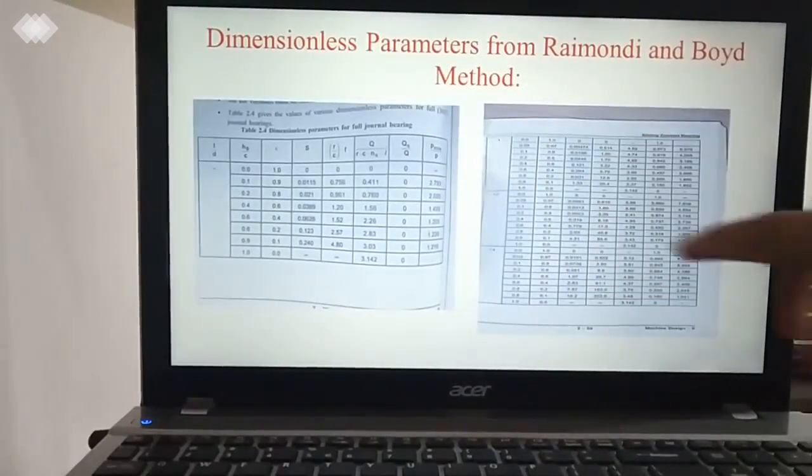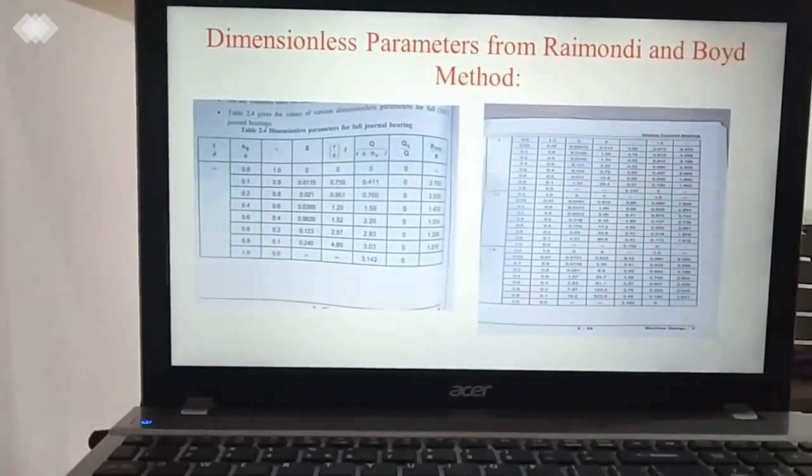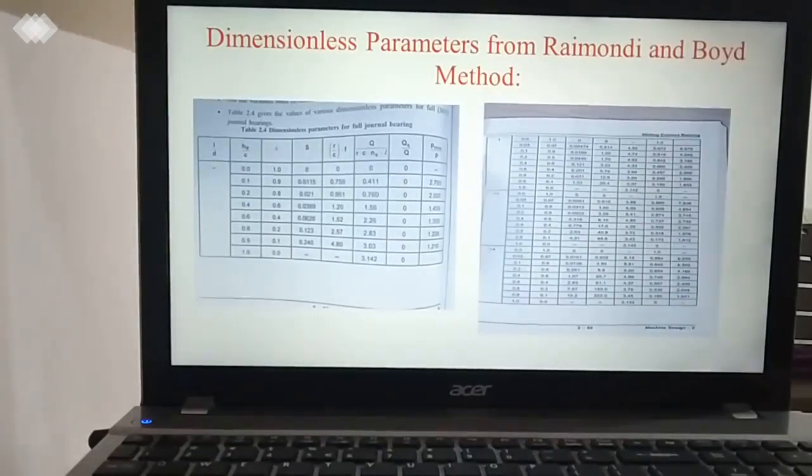And the last is Pmax upon P. The maximum pressure developed in the film can be calculated by using this ratio Pmax upon P, and this value is based on the assumption of oil supply at atmospheric pressure. I hope you are clear about the concept of dimensionless parameters used in the Raimondi and Boyd method.